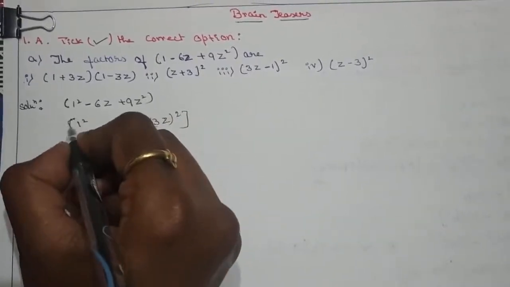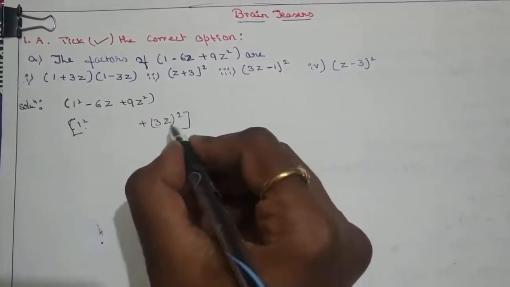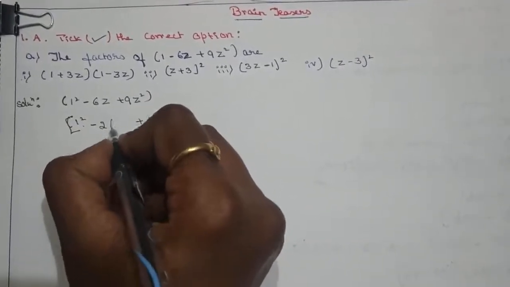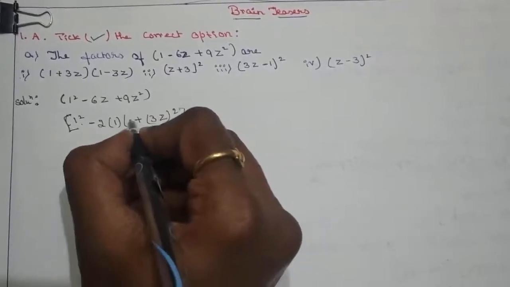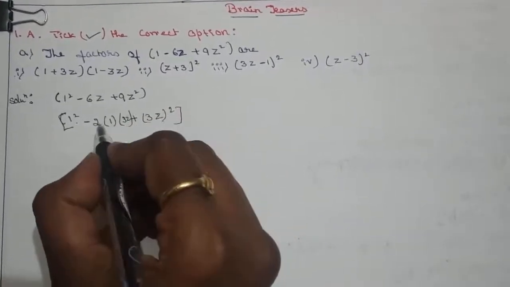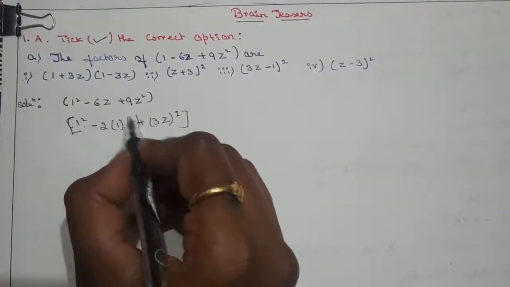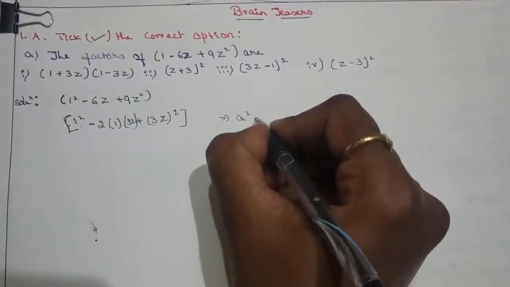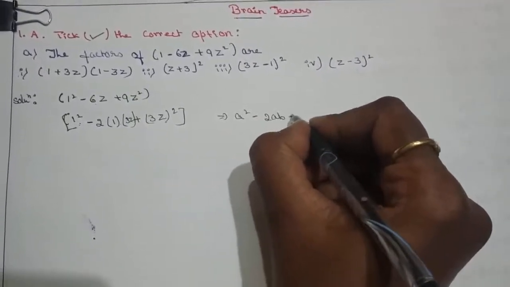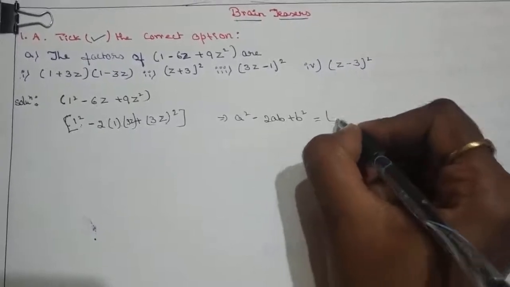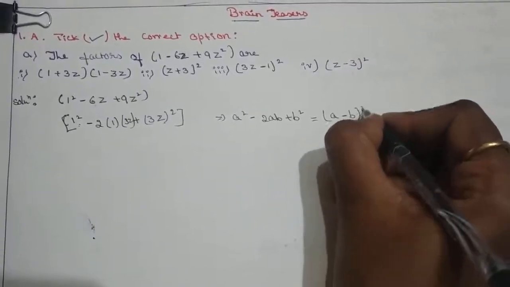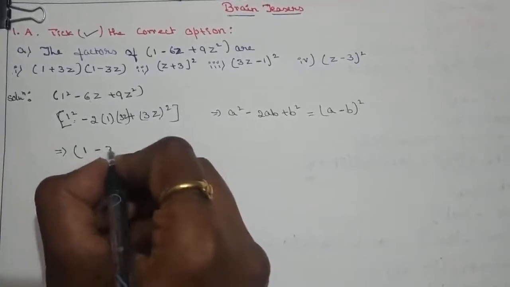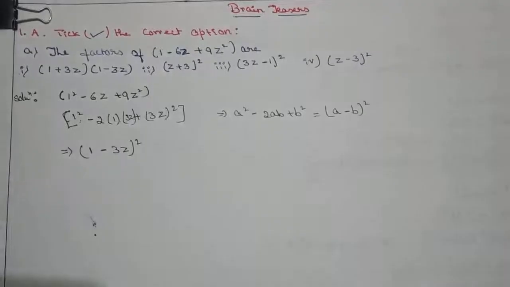Okay. Now we have written a square plus b square. Now it should be minus 2ab. Minus 2, a value is 1, b value is 3z. Now you can multiply and check. 3 2s are 6 and z. Then this is in the form of a square minus 2ab plus b square, and its formula is a minus b whole square, which is nothing but 1 minus 3z whole square. These are the factors, children.